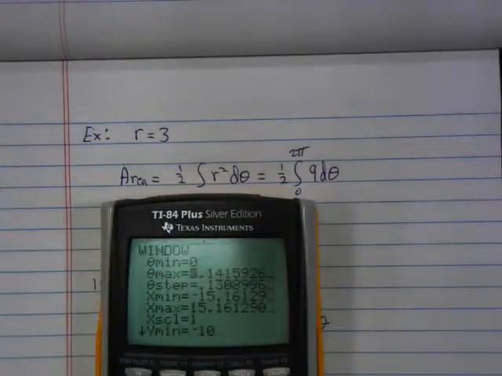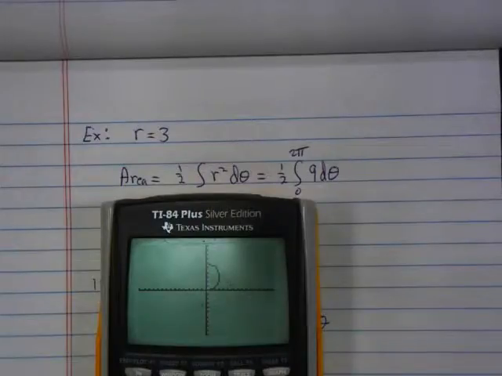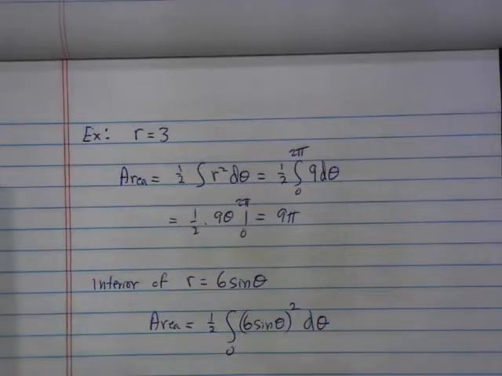What if I go 0 to pi over 2? Do I still get the whole circle? No, I only get half the circle. So again, I could go 0 to pi. That appears to give me the full circle. Or I could go 0 to pi over 2 and then just double my answer.